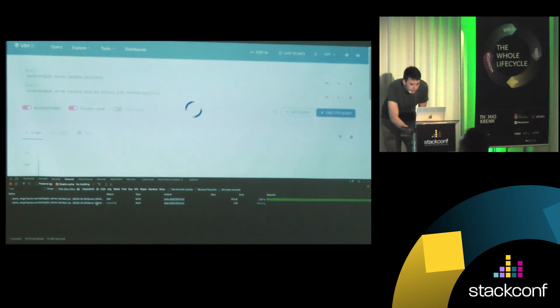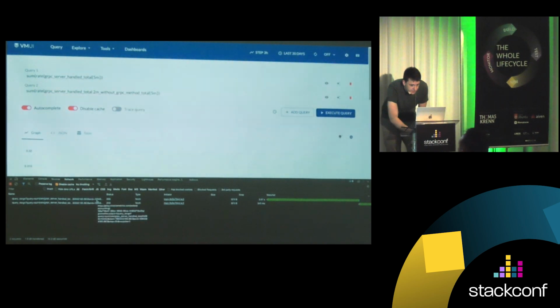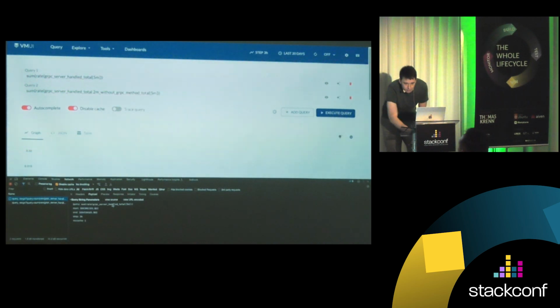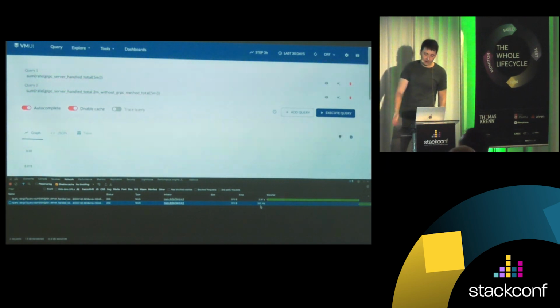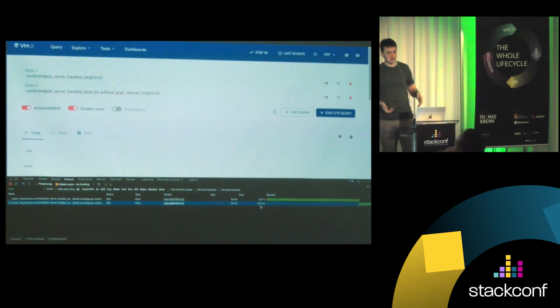So the first query took 4 seconds, and the first query is responsible for this query over raw metrics, and the second query is over aggregated stuff, and it takes half of a second, so 8 times less time, and you get this improvement without adding more resources to VM Select by just reducing the amount of data you process.